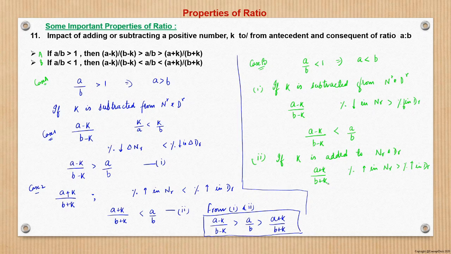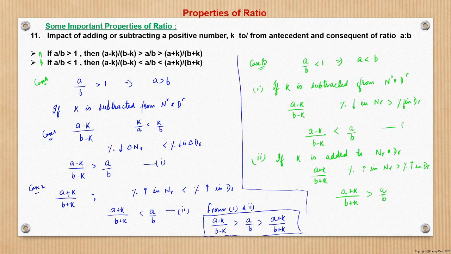So the denominator actually is increasing more, right? Denominator is increasing more, so it means that, sorry, numerator is increasing more. Numerator is increasing more. So from here we can say that (a plus k) upon (b plus k) will be more than a by b, right?